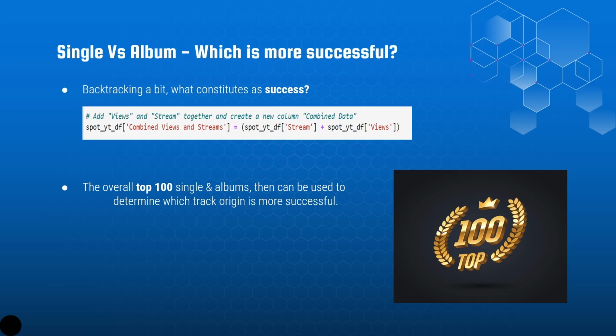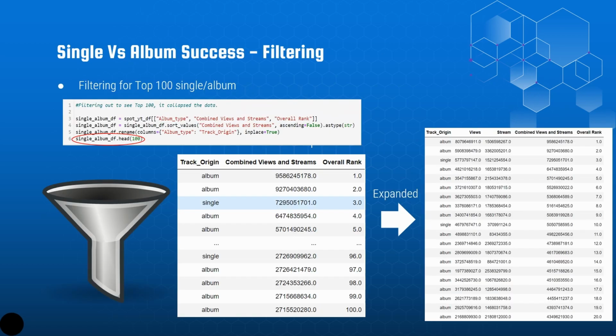Hello. The question I am answering is whether a single or album is more successful. Our group defines success as Spotify streams plus YouTube views, and we noted it as combined views and streams. I use this as a measure of success and the overall top 100 single and album to determine which track origin is more successful. Next, I filter out for the top 100 consisting of singles and albums.